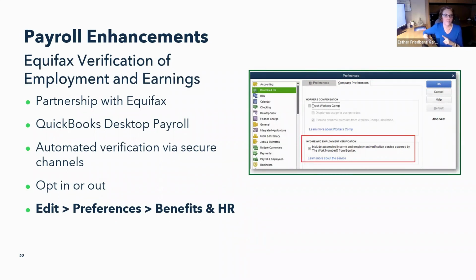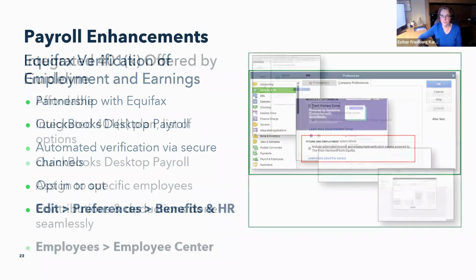By partnering with Equifax, QuickBooks Desktop Payroll has automated verification of employment and income. The employee information is verified through Equifax's secure channels, and employees are assessed, and if appropriate, approvals are quickly provided for loan, credit, or other aid applications. QuickBooks users can choose to opt in or opt out of the service.